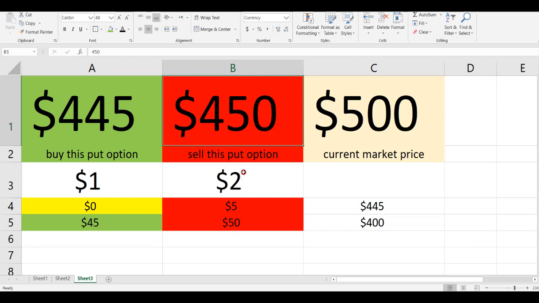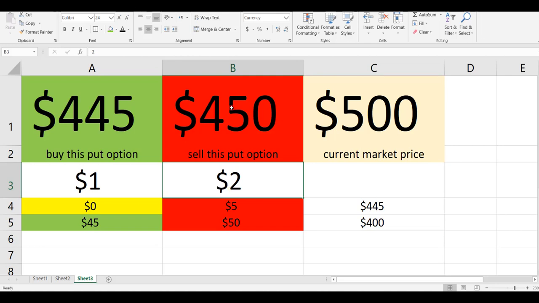And the option is going to be in the money if the current market price is trading lower than the strike price. So if the stock is at 445 or if the stock is at 400, it's considered in the money because it's trading lower than the strike price. So as the seller of the put option, you have the choice to either buy back the put option to close the trade, or you can let yourself get assigned and end up owning 100 shares of that stock at $450. But you got a $2 discount.